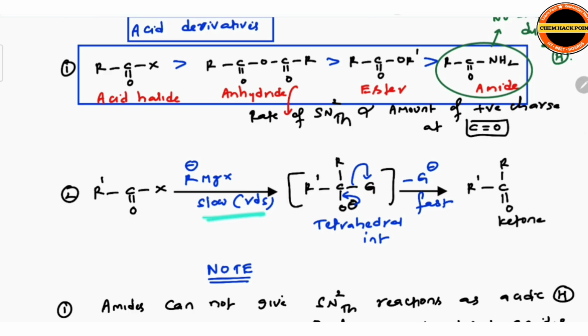RMgX, this is the slow step in this mechanism. R minus attacks here. And the group G or X here, you can specify anyway. This particular group or X detaches from the carbon because O minus comes back again and detaches X. So in the fast step, G minus is removed. After rebalancing O minus, you will get the ketone. Finally, the tetrahedral intermediate is in between. So the reaction passes through a tetrahedral intermediate, that's why it is SN2TH.